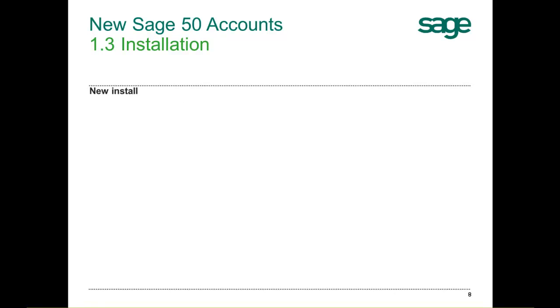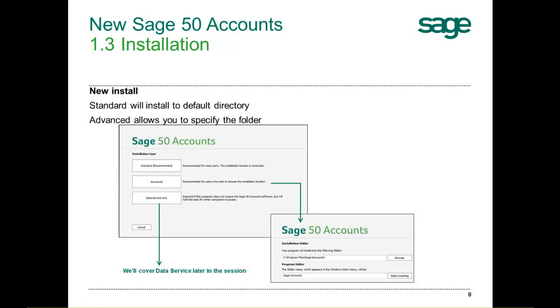Now, the new installation is slightly different, where the program will recognize if you are doing a new PC installation, and you would get three options: a standard option, an advanced option, and a data service only option. Now, the standard install will be for new PCs, and it will add the files to the default location. If you choose advanced, then this allows you to change the location, which is ideal if you have different versions of the product. But bear in mind that your clients will most likely be licensed for just one product, so they might need to use the standard option.